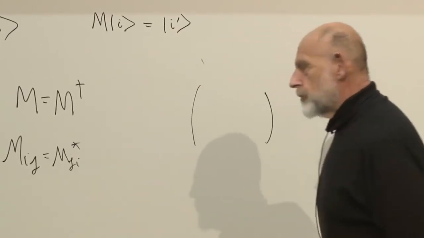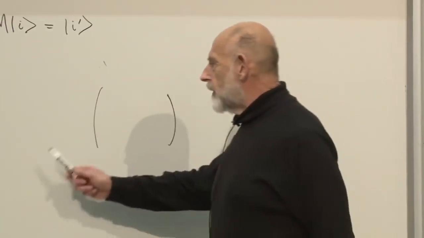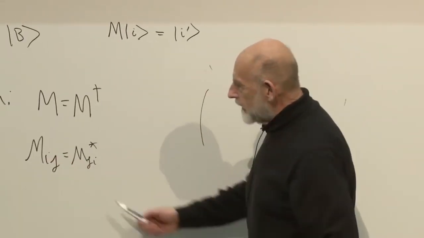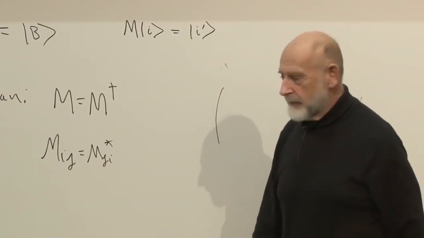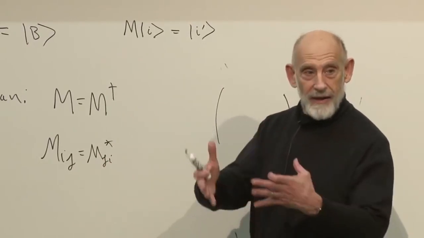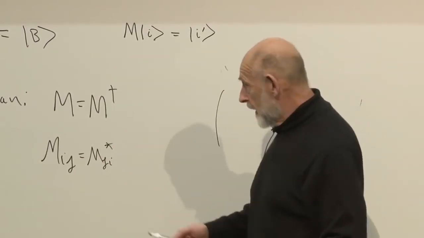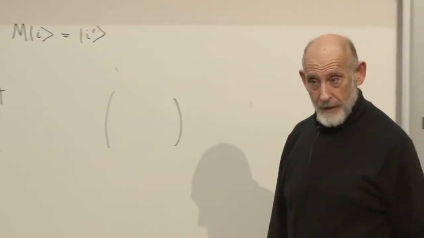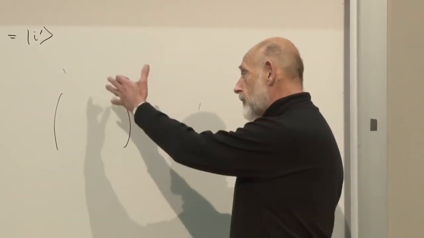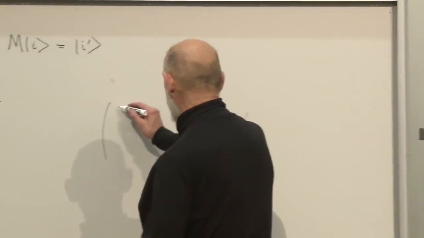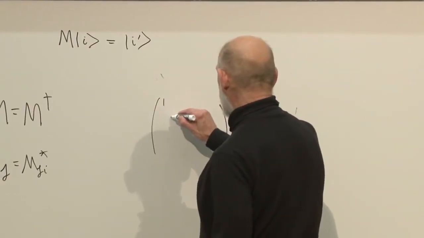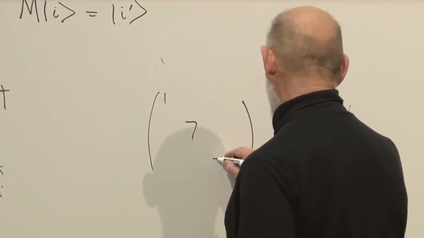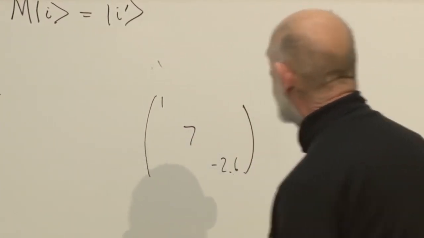The first thing about Hermitian matrices is their diagonal elements are always real. Take a diagonal element. For a diagonal element, i and j are equal. ij is the same as ji if on the diagonal. So for the diagonal elements, they're always real. So a Hermitian matrix, first of all, has real diagonal elements. 1, 7, I don't know, I like 7, minus 2.6 on the diagonal.